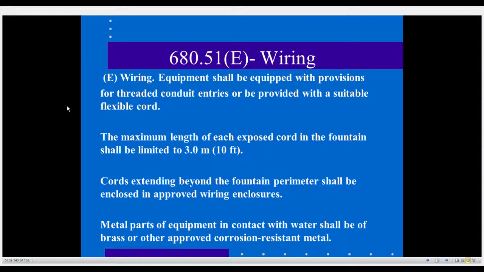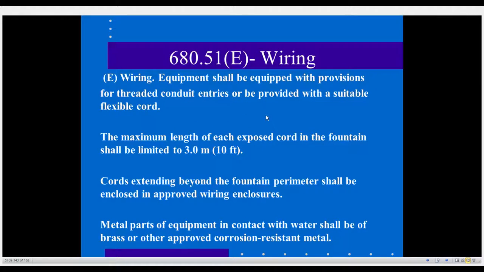680.51(E), the wiring for these fountains. It says, all right, wiring. Equipment shall be equipped with provisions for a threaded conduit entry or be provided with a suitable flexible cord. Okay. So we're dealing with the wiring. This is equipment shall be equipped with this provision. So whatever the equipment we're actually going to install inside of this fountain.